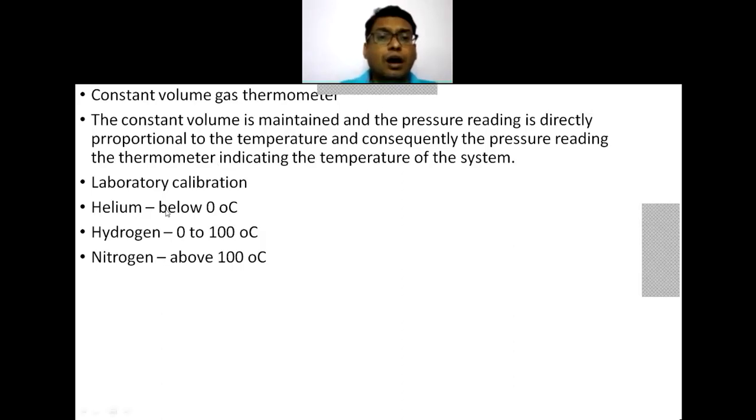thermometer, a certain gas will be available, either helium, hydrogen or nitrogen. These are the gases which are available in the constant volume gas thermometer, and with the increase in temperature, the pressure changes in the thermometer, and noting this change in pressure, it is calibrated with the temperature. So it is used for laboratory calibration purposes.